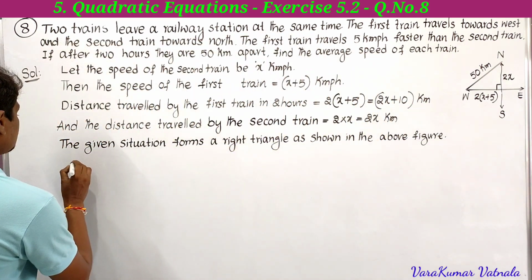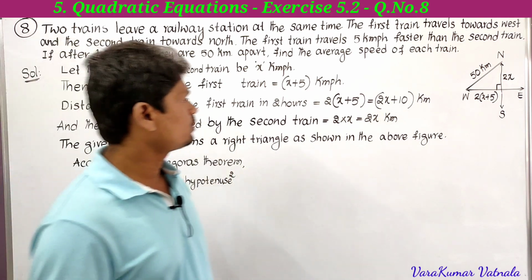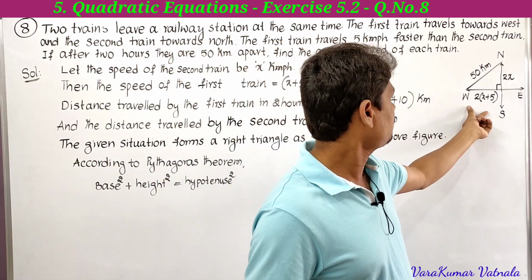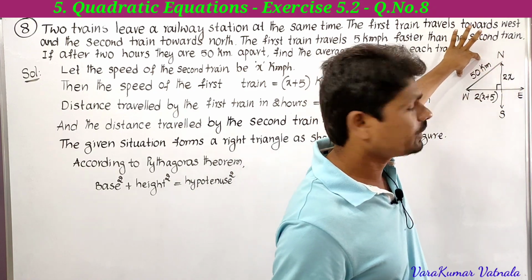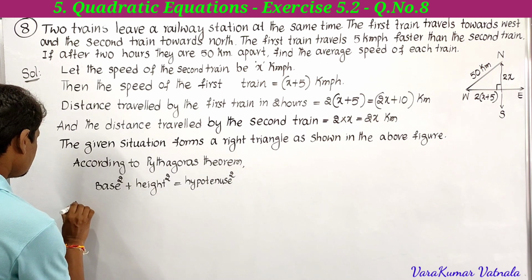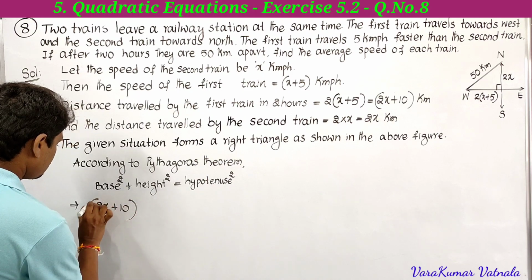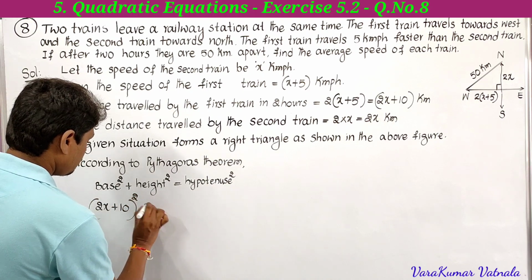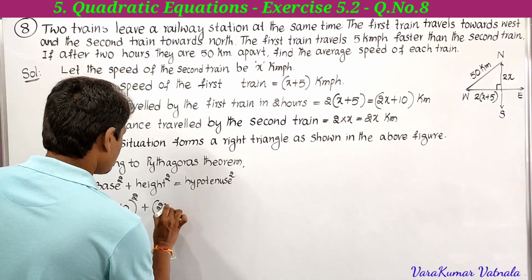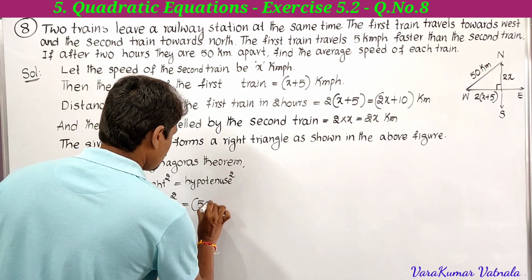See here how we can write. According to the Pythagoras theorem, base square plus height square is equal to hypotenuse square. Here the base is 2 into x plus 5, that is 2x plus 10, the height is 2x, the hypotenuse is 50. So we get base square, that is 2x plus 10 whole square, plus height square, 2x whole square, is equal to hypotenuse square, that is 50 whole square.